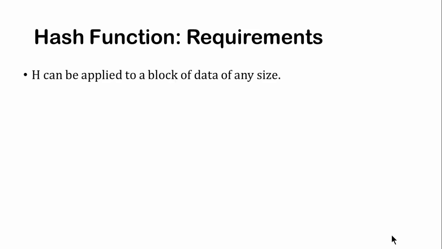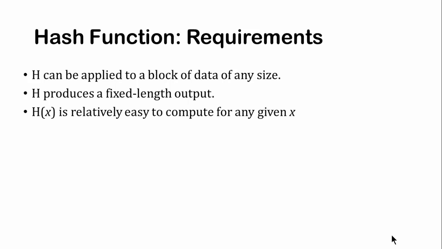The requirement for hash functions is that a hash function can be applied only to a block of data, and that block of data could be of any size. It always produces the result in a fixed length output. So, whether the input is 4 bits or 400 bits, it does not matter, it will always give you the same fixed length output.